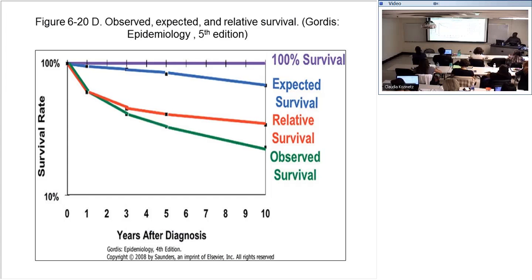So that's the hypothetical example. Here, we assume that survival is 100%, and then the expected survival is this line, and this is the relative survival, and this is the observed survival in the group.